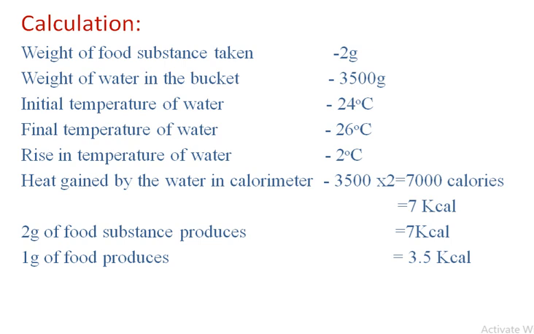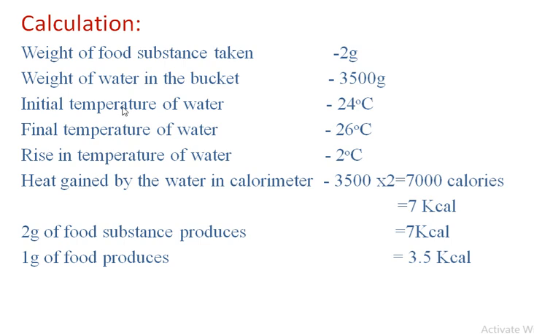In this you can see the weight of the food sample or food substance taken is 2 grams. I have already told you the weight of the food substance should be weighed before placing it in the crucible. So here the weight of the food substance taken is 2 grams. The weight of the water in the bucket is 3500 grams. Three-fourths of the bucket should be filled with water, and it should be weighed before that.